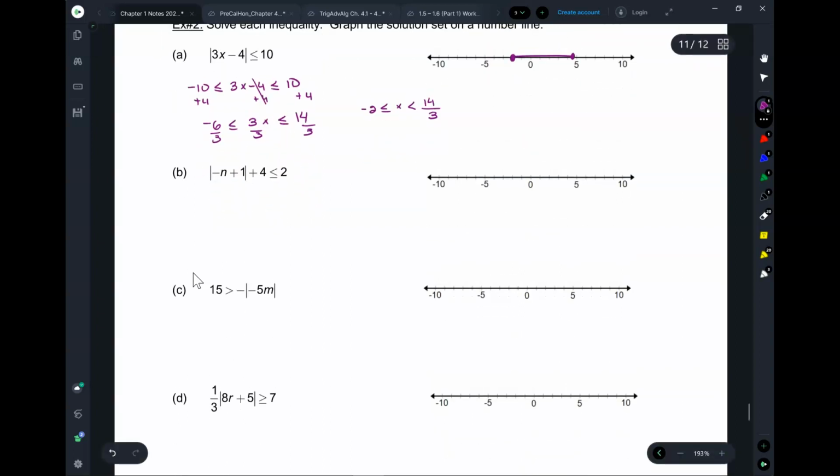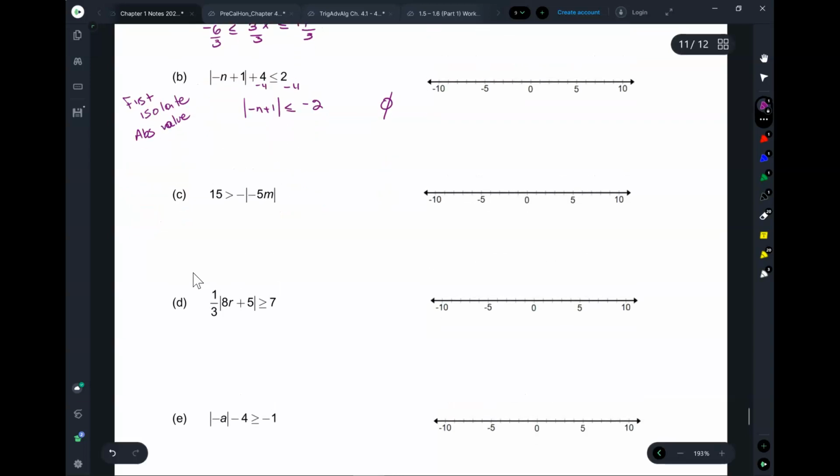Okay, here. First, isolate the absolute value here. Okay, so we're not going to do less and or yet. So first subtract 4. Negative n plus 1 in absolute value less than or equal to negative 2. Okay, you can't have an absolute value less than a negative number. That's no solution.